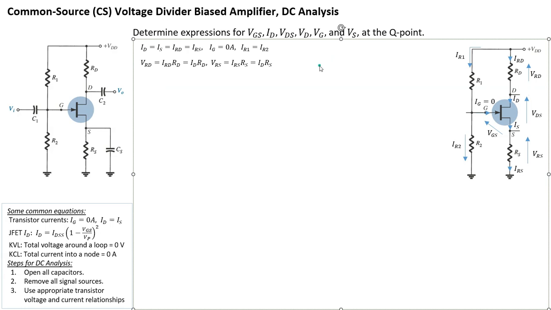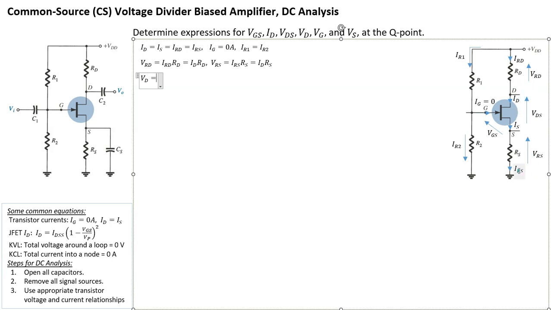So let's have a look at the voltages of the terminals of the transistor, at the drain, gate, and source. So VD, VG, and VS. All right, let's look at VD first. So what is VD? Well, VD is the voltage drop from the drain terminal all the way to ground. So that's its entire height.